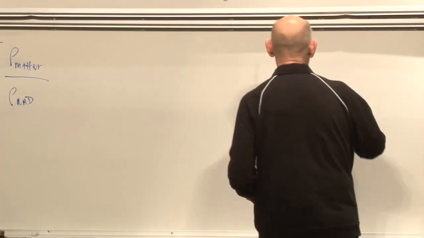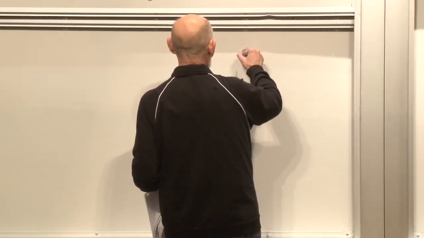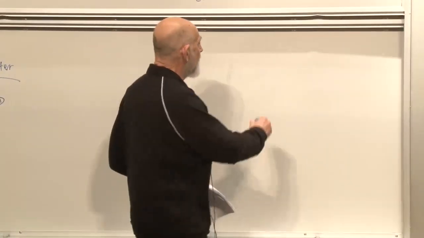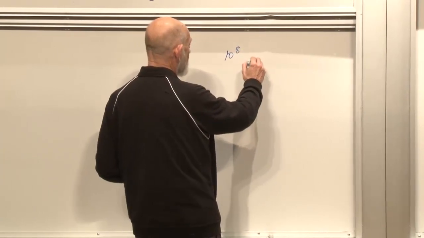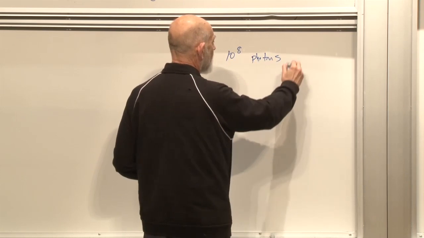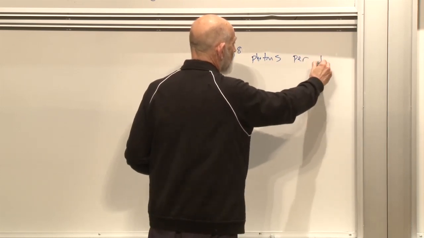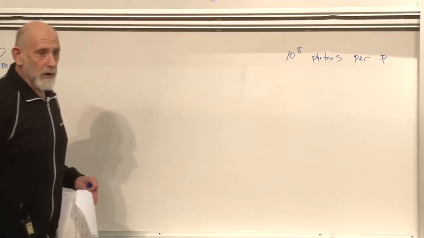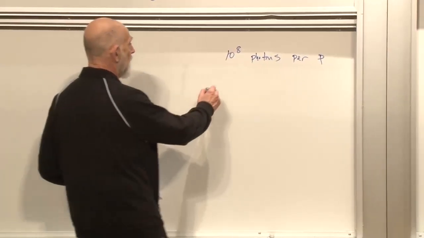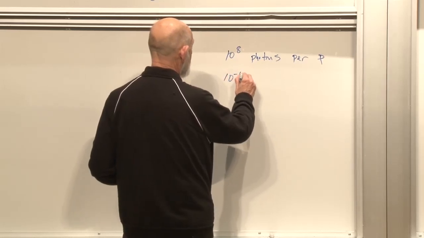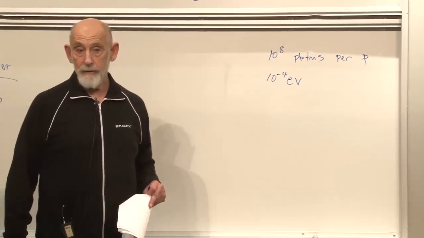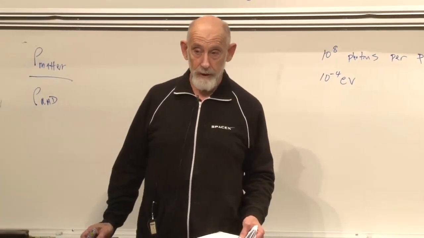Basically, you can use the following facts: for every proton, or for every hydrogen atom, there are 10 to the 8th photons per proton. Second of all, we know the energy of each photon. The energy of each photon is about 10 to the -4 electron volts. That's what corresponds to 3 degrees.